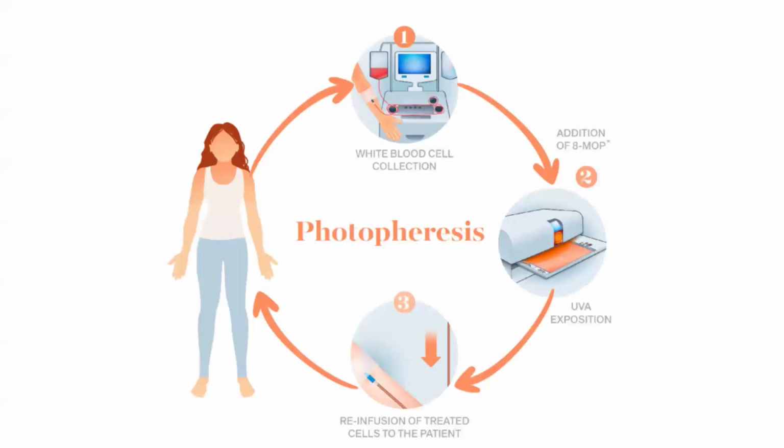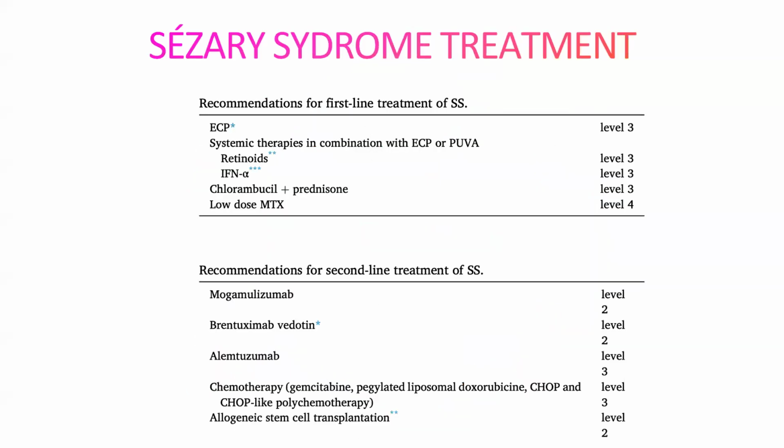Photophoresis involves removal of the blood IV, separating the white blood cells from the red blood cells via centrifugation, irradiating the white blood cells with UVA, and then returning the treated cells back to the patient. This used in combination with other agents like oral retinoids or methotrexate or chemotherapy is effective in some patients, but the median survival time is still only 39 to 60 months.